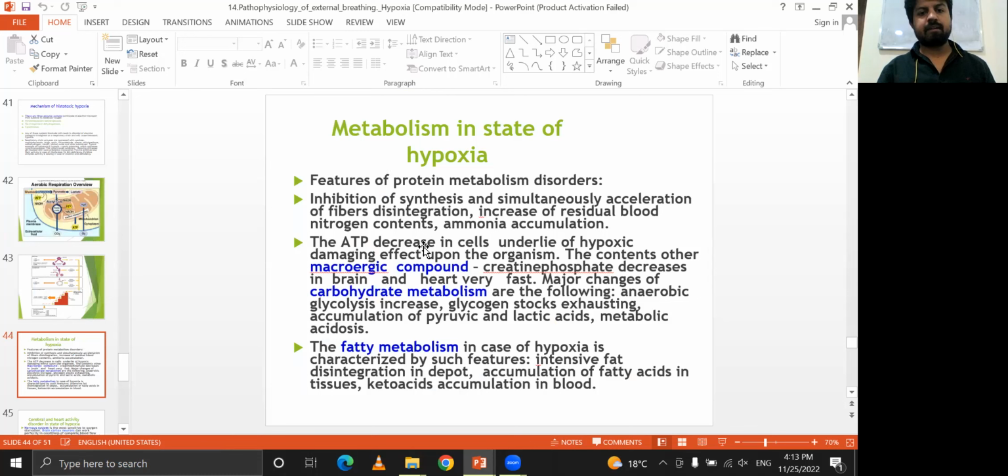Like a metabolic window in hypoxia, a feature of the protein metabolism disorder, inhibition of the synthesis, acetylation of the fibers, disintegration, increase of residual blood nitrogen content, and ammonia accumulation. The ATP decreases in the cell and underlies the hypoxia's damaging effect upon the organism, like the macroergic compounds, carbohydrate metabolism and the fat metabolism.